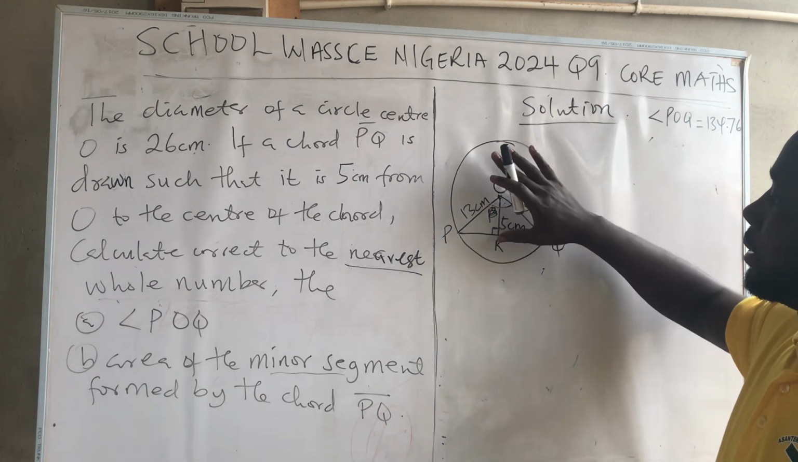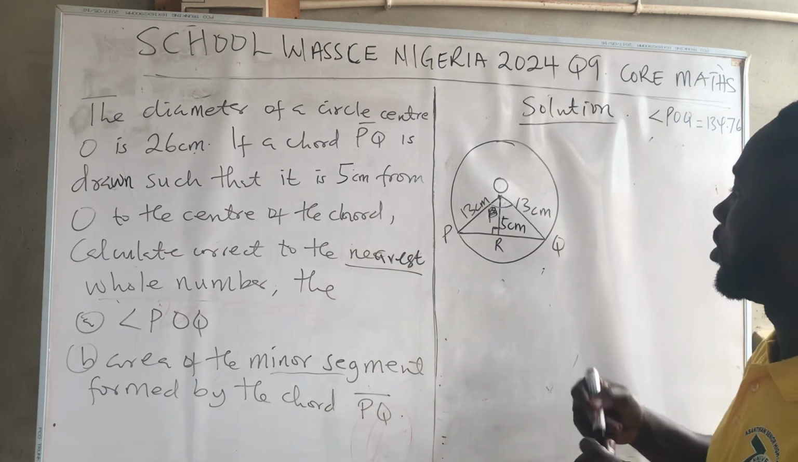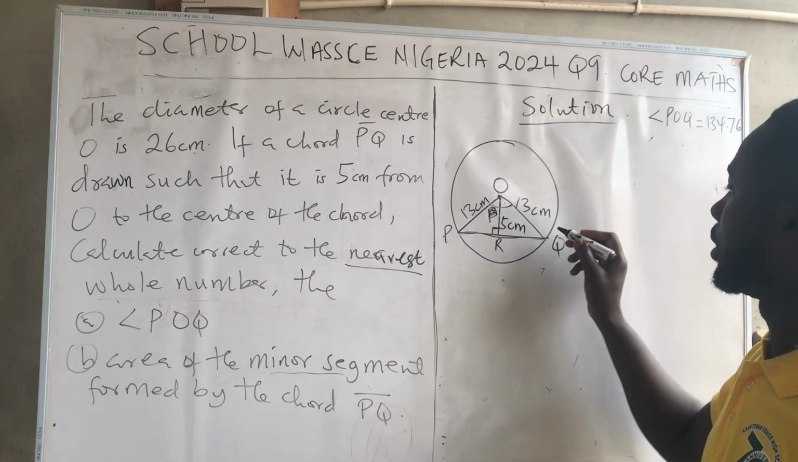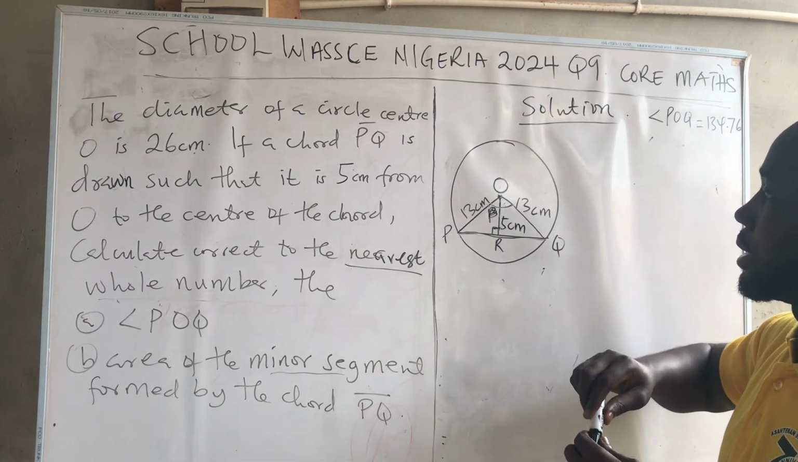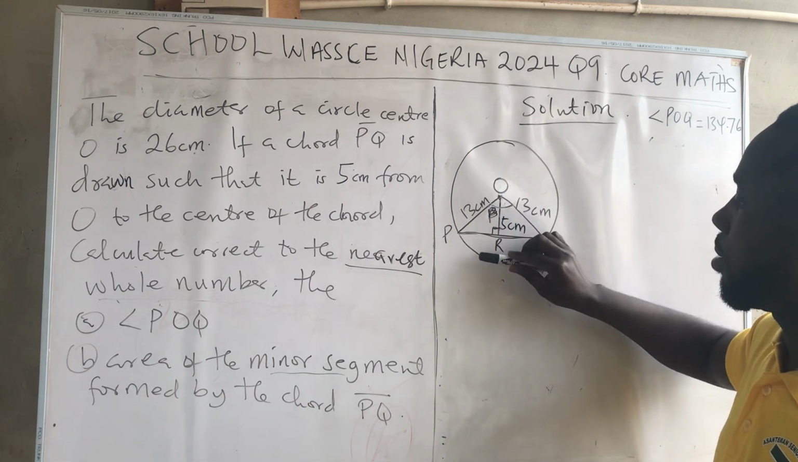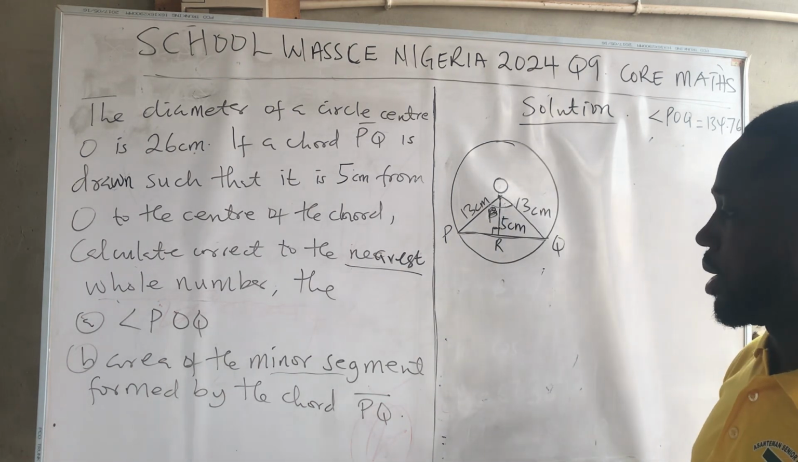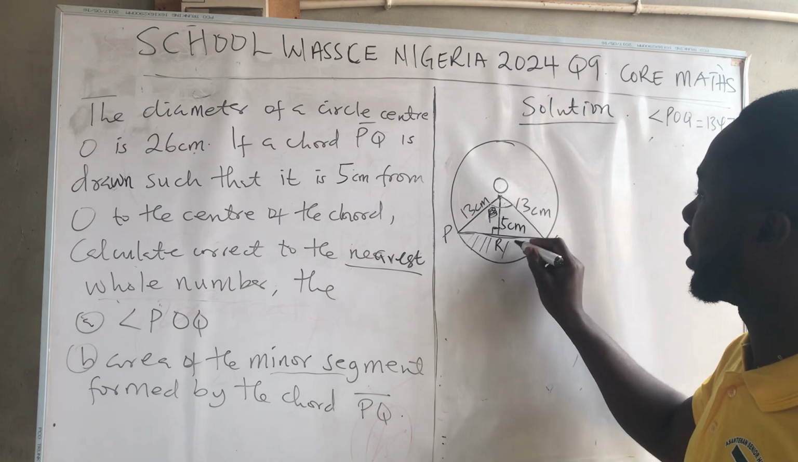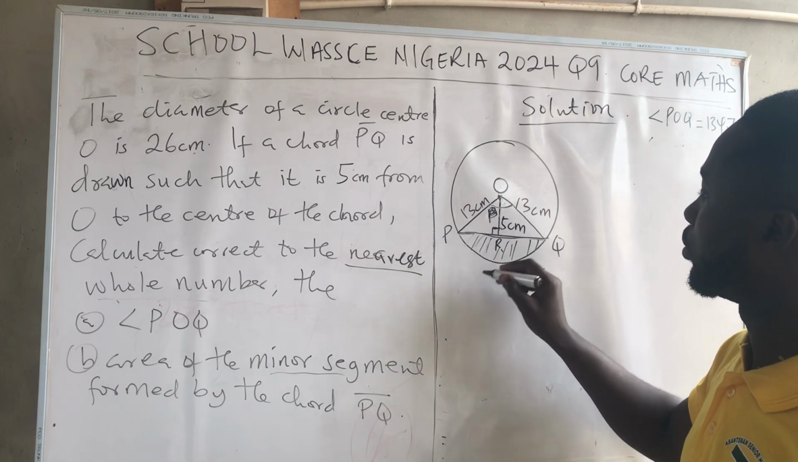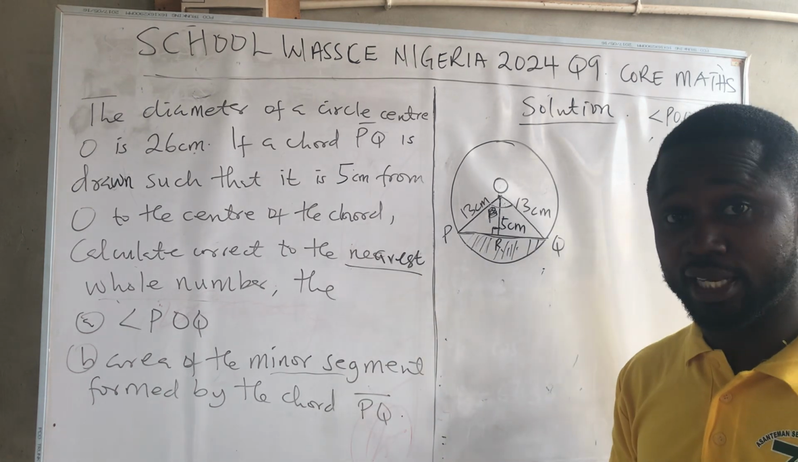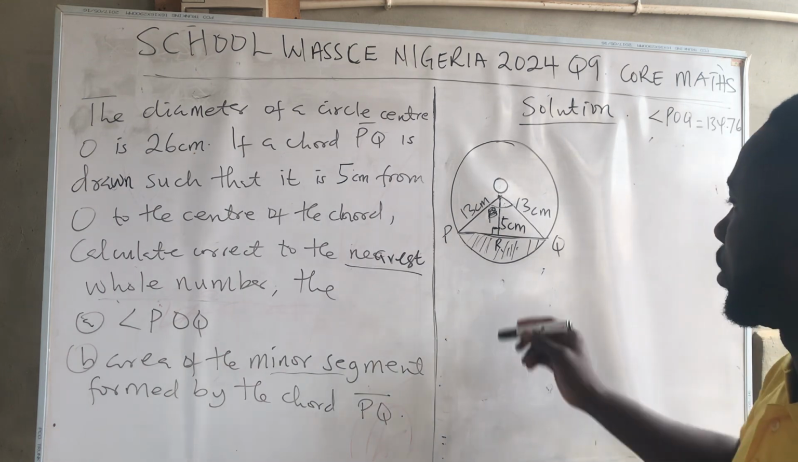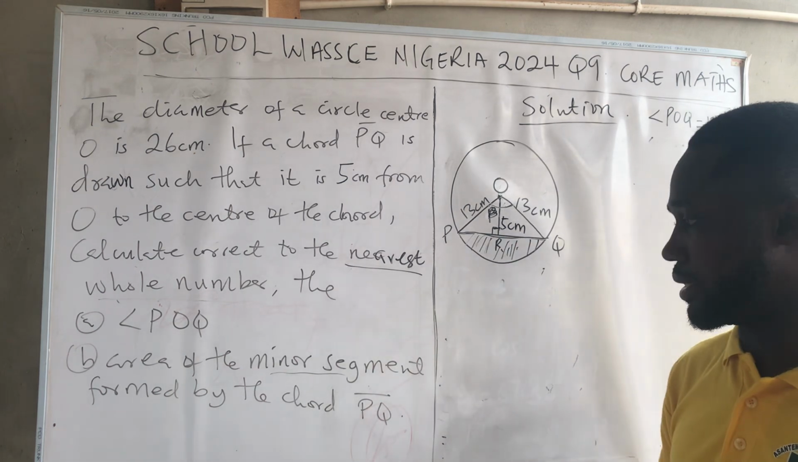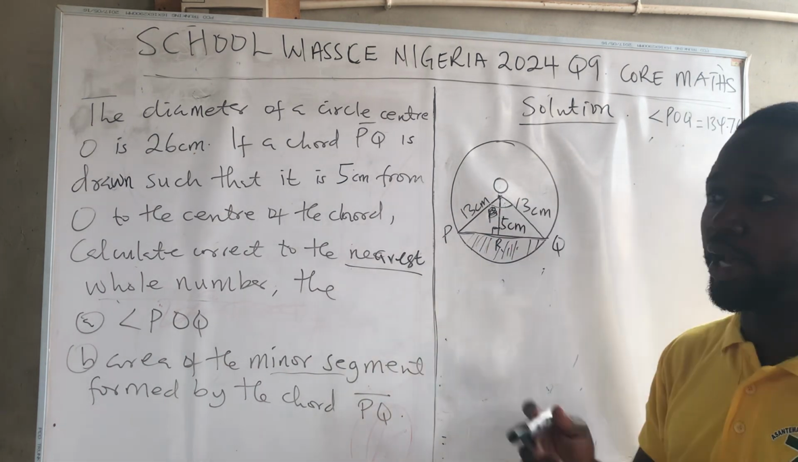So when you look at the circle there, we have our chord here. The upper part of the chord is also a segment, and the lower part here is also a segment. But the question is asking for the minor segment. So the side which is smaller will be here. We have our minor segment where I have shaded. That is where our minor segment is, and we are calculating its area.